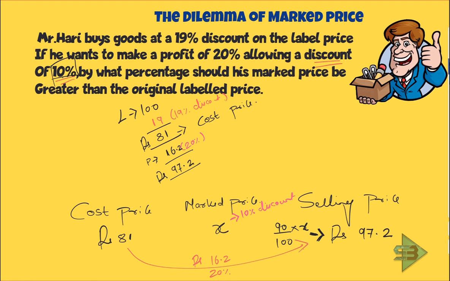Whatever his mark price was, I don't know what that was. He gave a discount of 10% on that. So what am I left with? I'm left with 90% of the mark price, but that is nothing but my selling price. So 90% of X is nothing but 97.2. Now what will I do? I'll just cancel the zeros. 9 ones are 9, 9 8s are 72. I have 10.8. X is equal to 10.8 into 10, which is nothing but 108. So what is the value of X? 108.